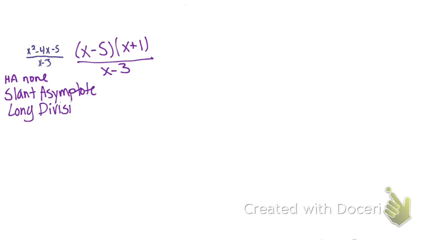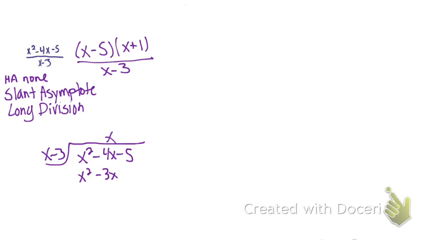So in order to find what our slant asymptote is going to look like, we actually take the bottom of our fraction and divide it into the top of our fraction. So if you remember, for long division, we look at our first terms. X times x is x squared. I multiply x times both of those numbers, and I subtract the entire quantity.